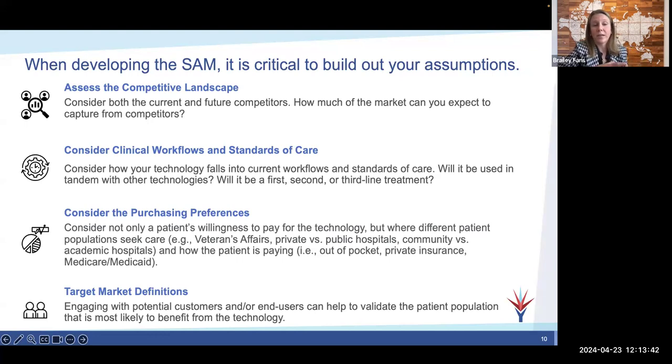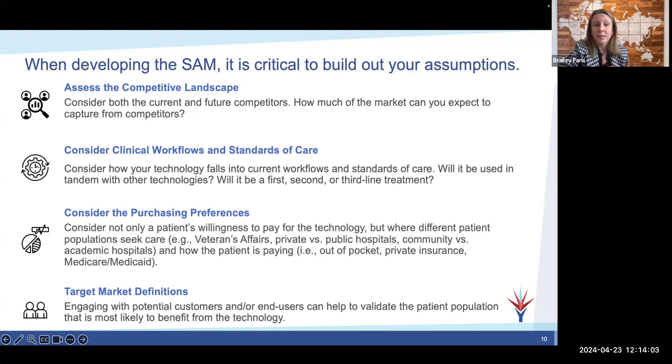Considering clinical workflows and standards of care is another important aspect. Consider how your technology, again, will fit into the clinician's current workflow and the standards of care available to patients. For example, will it be used with other technologies? Will your technology be a first, second, or third line treatment? And all of these types of questions that you'll hopefully be able to answer will, again, impact the portion of the market that you can capture.